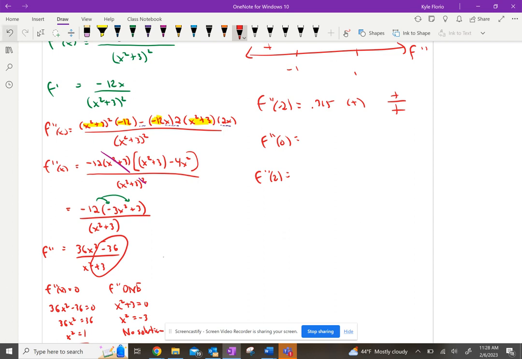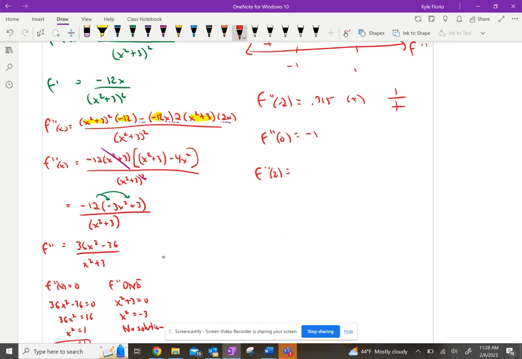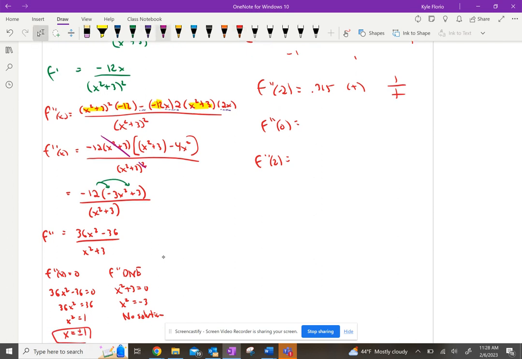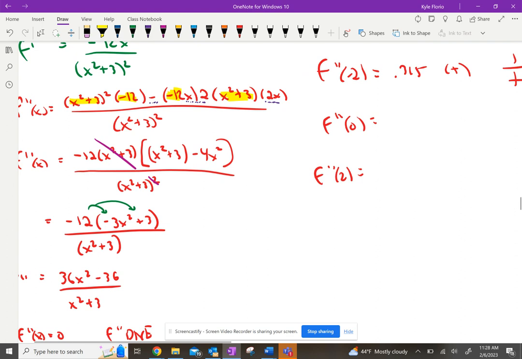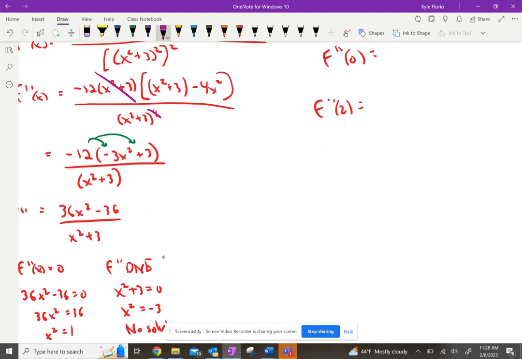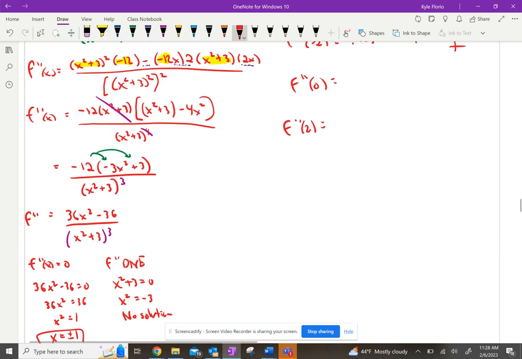If I plug in 0, I'm just going to get negative 36 over 3, which is negative 12. It's not negative 12, but it's a negative number. Oh, I made a mistake. When I did the quotient rule, this should be squared, which would make this a 4. So when I cross out this factor, that becomes a 3. Okay, that makes sense. All right, not a big deal. It hasn't changed anything yet.